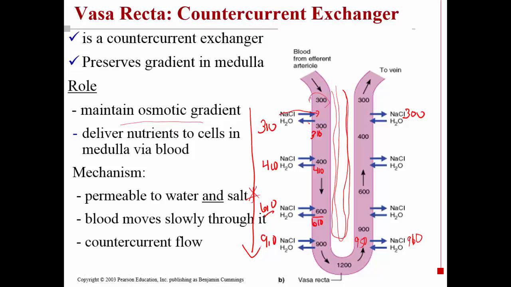The reason, again, that the Vasa recta can do this is that, one, it's permeable to water and salt. Two, blood moves very slowly through it so that it is able to reach equilibrium. There is time for this exchange to occur so that you get to equilibrium. And lastly, there's a countercurrent flow. So even though it goes from very dilute to very concentrated, by the time it leaves, it reverses direction. It's countercurrent. It goes from very concentrated to very dilute. And this is how it works.